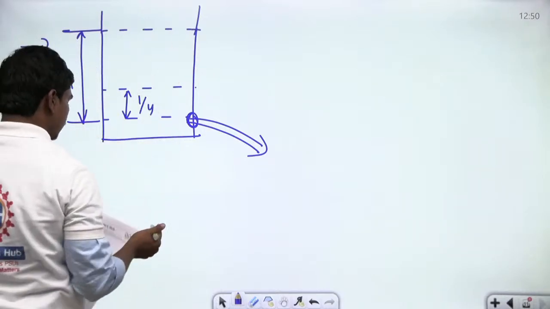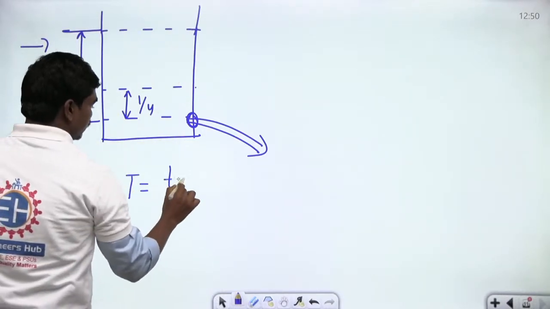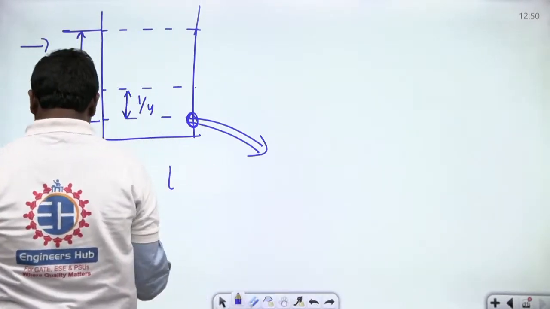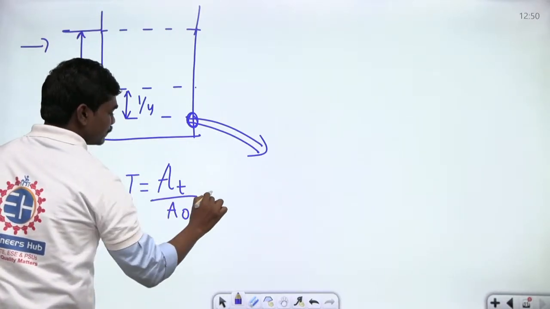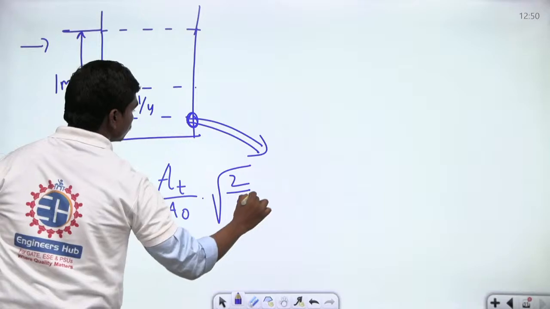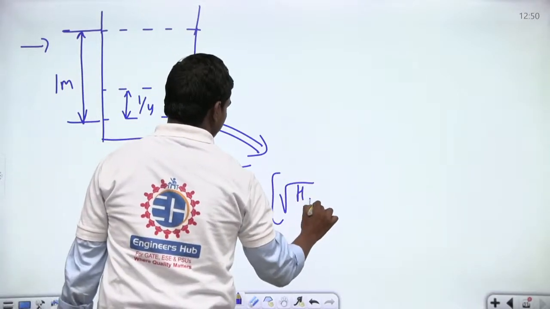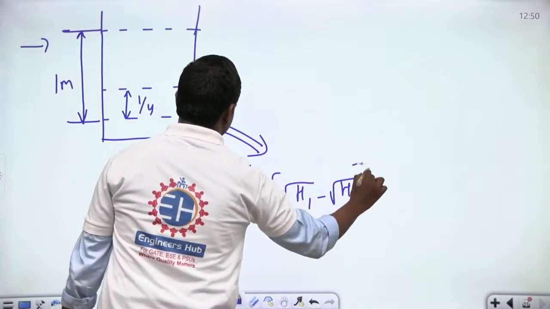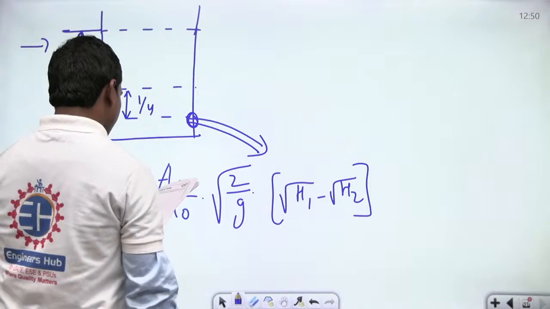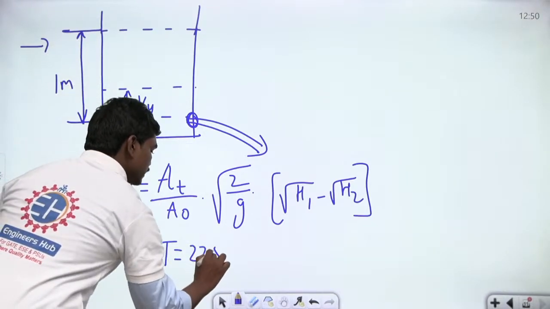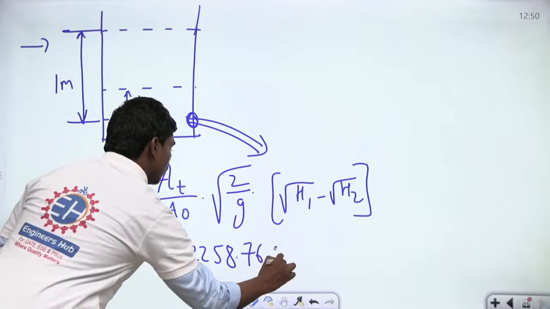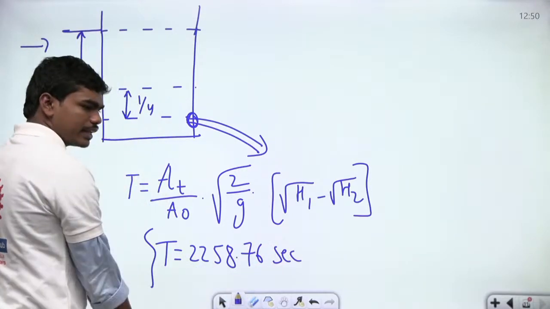Okay, so they are asking you for the time basically. So time we have T. For the time we have the formula: area of this tank divided by area of this orifice, into square root of 2/g, into root of H1 minus H2. This is the direct formula that you can apply, and you can just calculate the values. If you calculate, time T is equal to 2258.76 seconds.